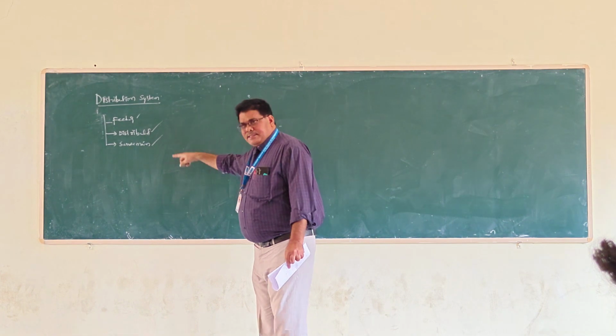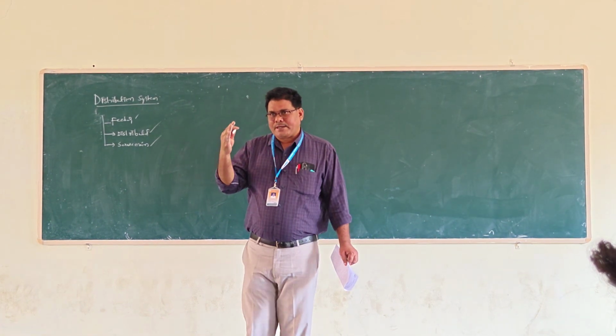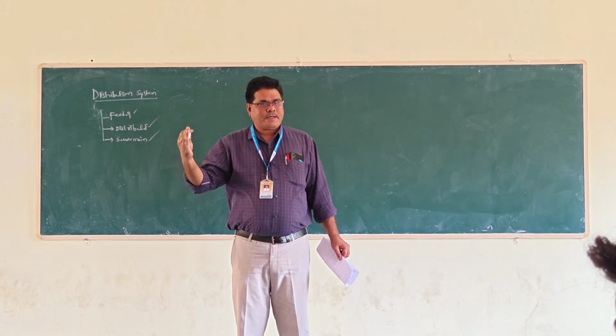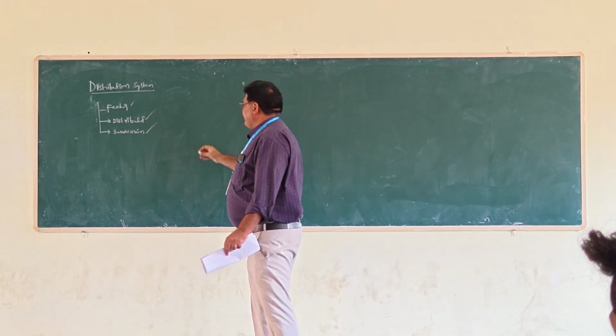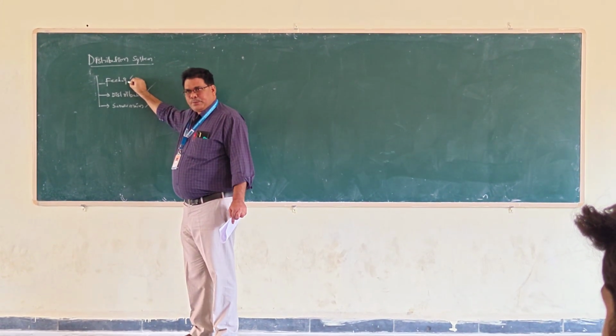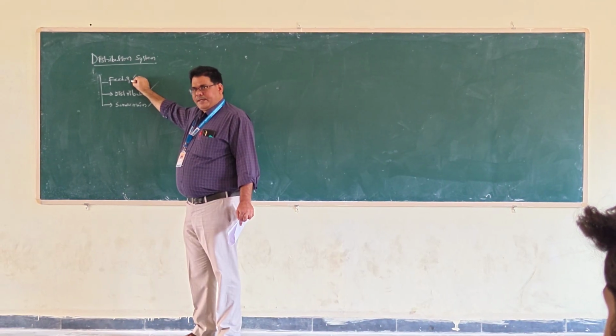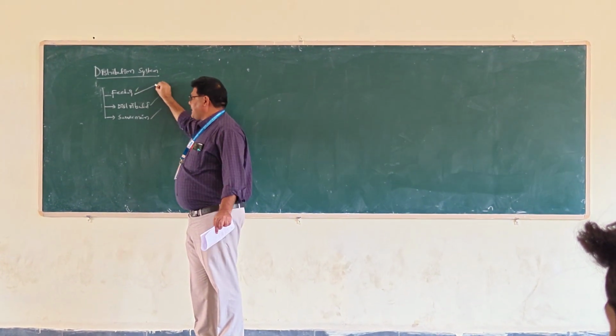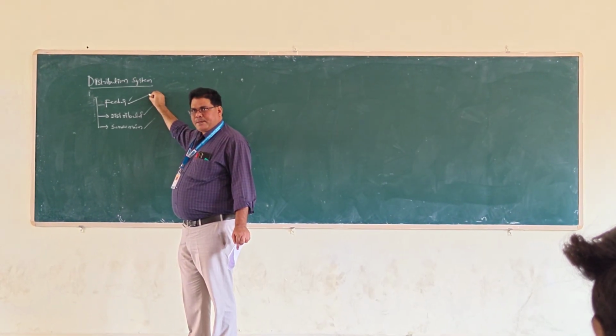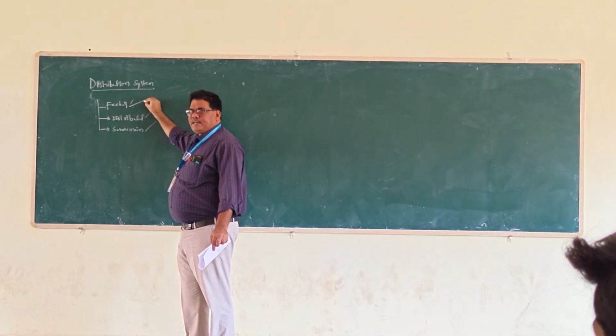So everything is connected. The difference is between feeder, distributor, and service. Feeder runs from the main substation to the area, the village. That line is called a feeder. No tappings are taken, and the current remains the same.